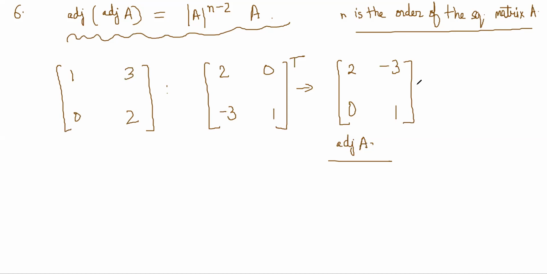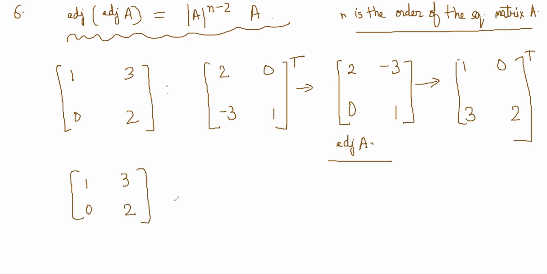Yeah. So I want to do adjoint of this also. So this becomes 1. This becomes 0. This becomes minus 3, but 3. And this becomes 2. This is the cofactor. Transpose becomes 1, 0, 3, 2, right? Correct. 1, 0, 3, 2 is the transpose. 2, minus 3 transpose. We have done adjoint of A, right? We did cofactors here. We did transpose, and this is adjoint of A. So now what we got here is the same matrix as A. It is coming, right?